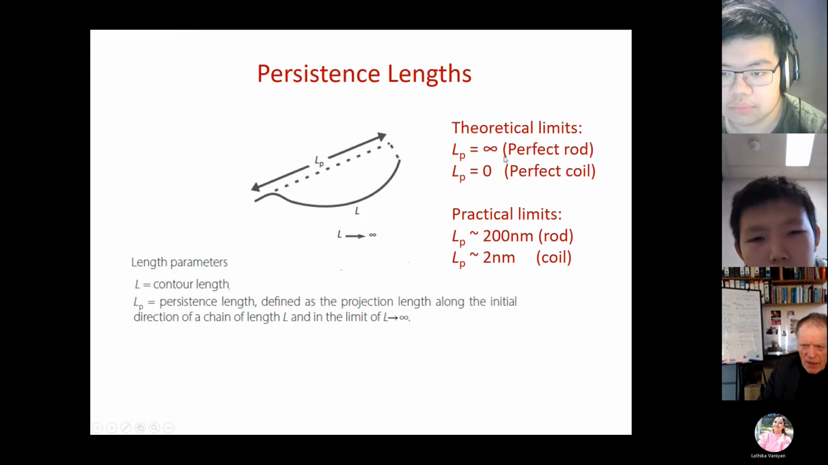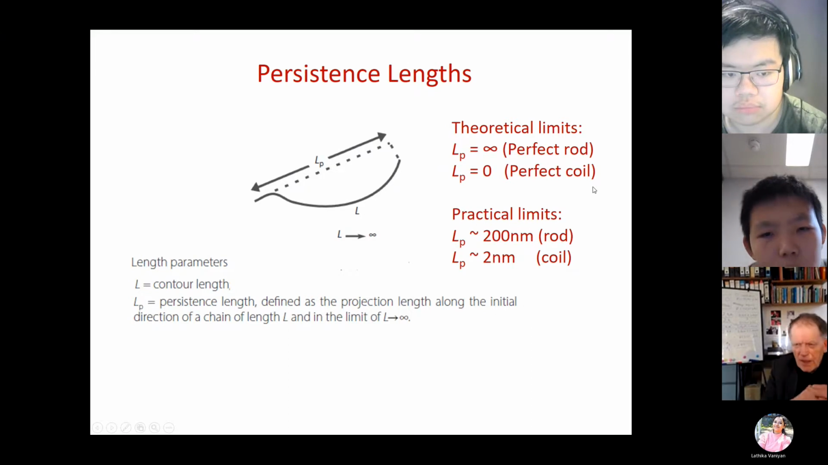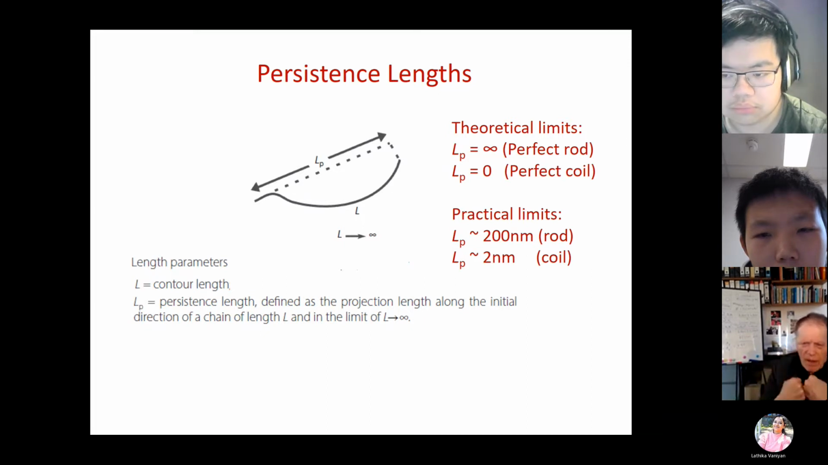So practically the limits are infinity for a perfect rod that has no flexibility at all, and 0 for a perfect, perfectly random coil, which has no hindrance at all to the chain movement. So half the time it's in a positive direction, the other half in a negative direction. These average out, so your net persistence length is 0, averaged over time.